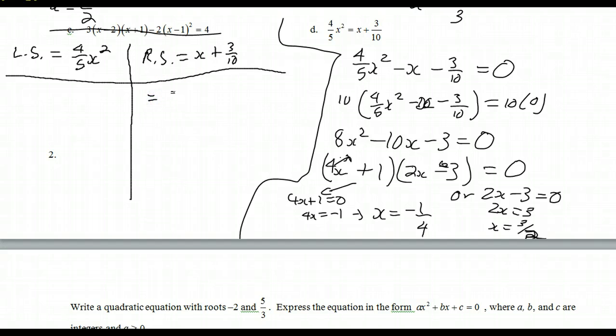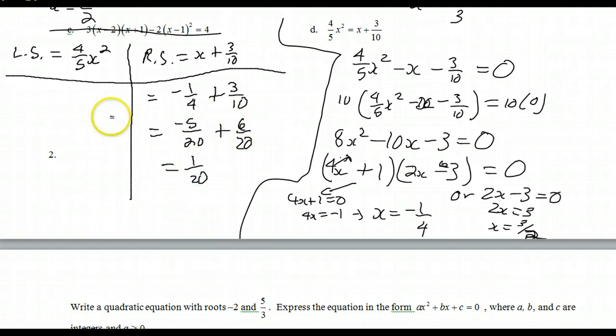So I'm going to start here. I'm going to try x as -1/4, and I'm going to add 3/10. Now, to do this, I need a common denominator, which will be 20. So this will be -5/20 plus, and this, so I just multiply by 5 top and bottom. This will be 6/20, and we end up with 1/20.